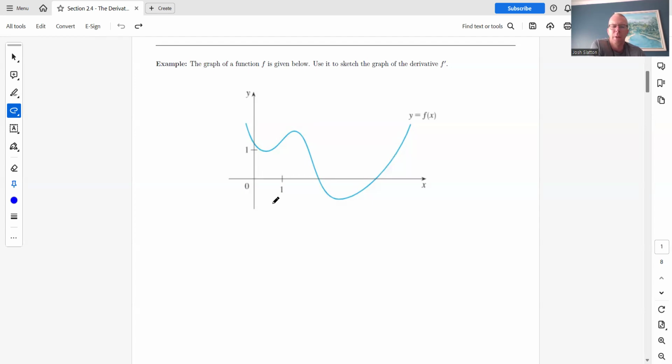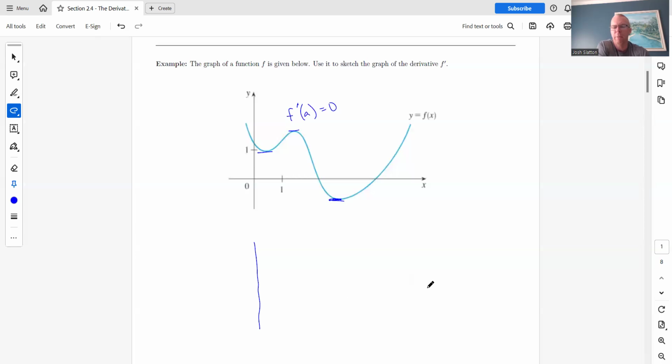But the first thing to notice is where is the graph of the function changing directions? So we see at these 3 points, it's going from decreasing to increasing, and then increasing to decreasing, and decreasing to increasing. And so what we know, so these are tangent lines that I've drawn here, and they are all horizontal. And so what that means is f prime of whatever those values are would be 0. So at all 3 of these points, f prime would be 0.